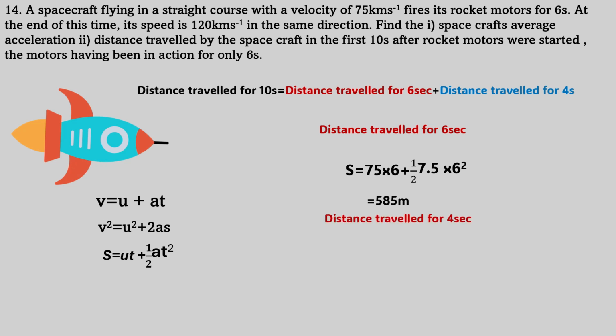Now distance travel for another 4 seconds, just apply the formula. S equal to 120 is the velocity that it was travelling with. So that becomes the initial velocity into 4, that is 480 meter. So the total distance covered for 10 seconds is 1065 meter.